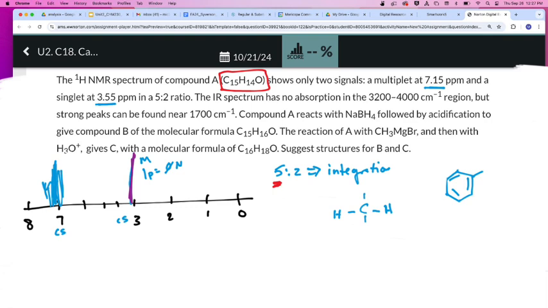I could try and play back to the formula. The formula says C15H14O. Okay, how many carbons have I identified so far?